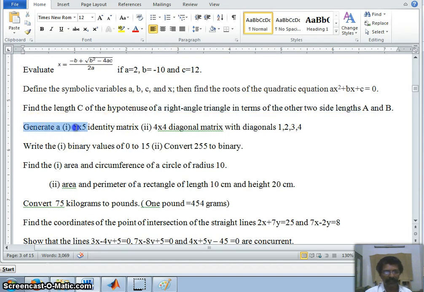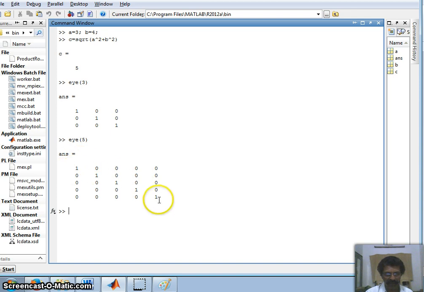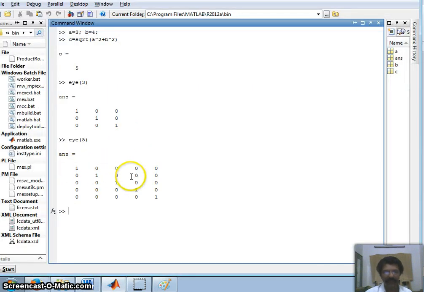Right, the next one, generate a 5 cross 5 identity matrix. What is the identity matrix? A matrix whose diagonal elements are 1 is called a diagonal matrix. Now the number of rows and number of columns is given as 5. Therefore let us see eye. Matlab has a function called eye, and this is the size. eye of 3 will generate a 3 cross 3 identity matrix whose diagonal elements are 1 and all non-diagonal elements are 0. But we want eye of 5, that is 5 cross 5. So this is a 5 cross 5 matrix whose diagonal elements are 1, hence it is a 5 cross 5 identity matrix.